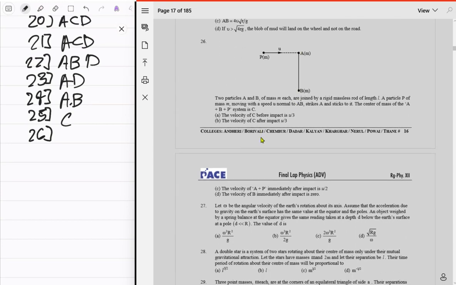Velocity of C after impact is still u upon 3 because no force is acting on the total system, so the center of mass is still moving with the same velocity. So yeah, velocity of C after impact is still u upon 3. Velocity of A plus P immediately after impact is u upon 2. A and B are masses, and the rod is massless. Okay, cool. Immediately after impact is u upon 2.